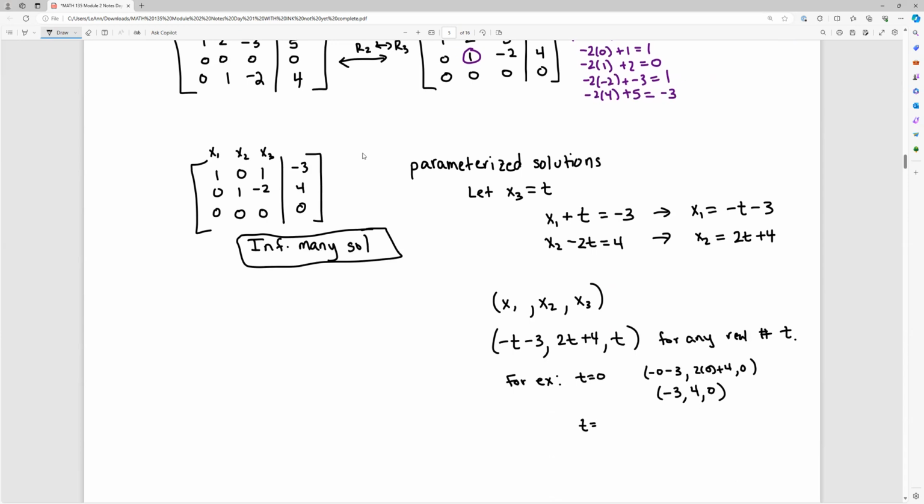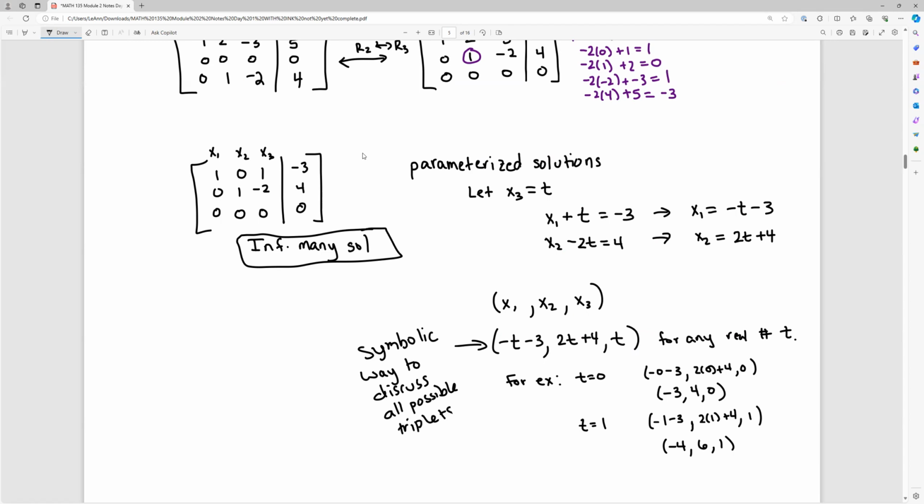Another example would be, what if we let t equal 1? Then we would have negative 1 minus 3, comma, 2 times 1 plus 4, comma 1. So that would be negative 4, and that's 6 and 1. So notice we could come up with an infinite number of solutions, because it is infinitely many. You can even plug in fractions for t if you want to. But the idea is that this is a symbolic or parameterized way to discuss all possible triplets, since it's 3 variables. Okay, so that's what writing it this way does.